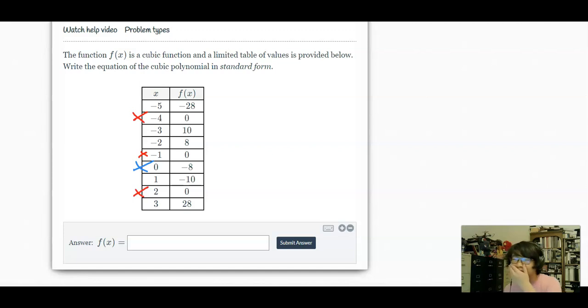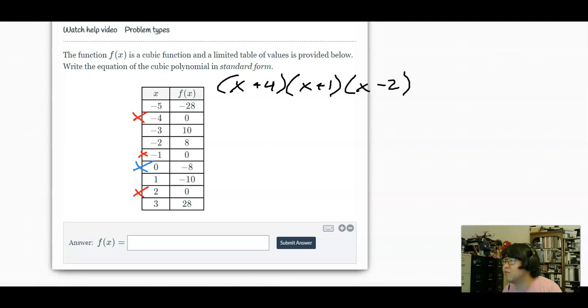So now, remember, we use these as our binomial components: x plus 4 from the negative 4, x plus 1 from the negative 1, and x minus 2 from our 2 down here. Now we just do some multiplication here. x plus 4 and x plus 1: x squared plus 4x plus 1x, plus 5x, plus 4 times plus 1 is plus 4. And I still have that x minus 2 here.